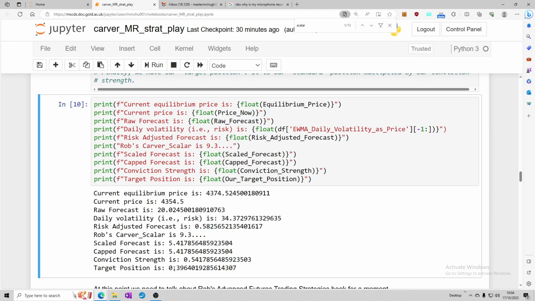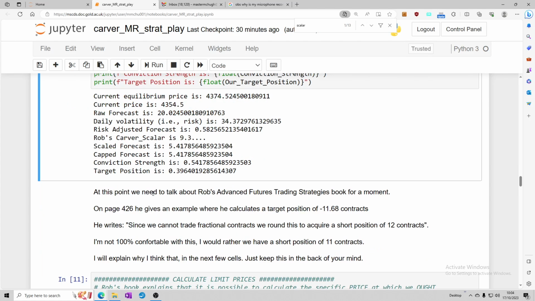So actually I would round that and say we want 0. We don't actually want a position at the moment. The current price is too close to the equilibrium price for us to bother putting a position on.